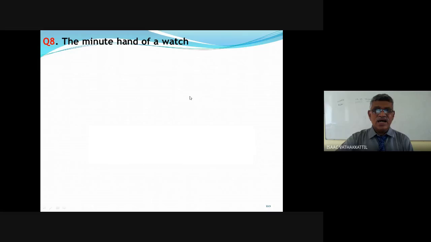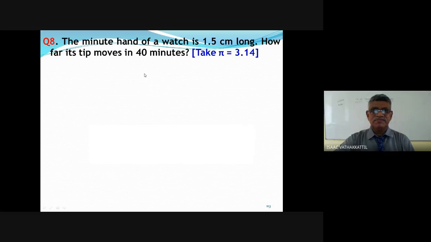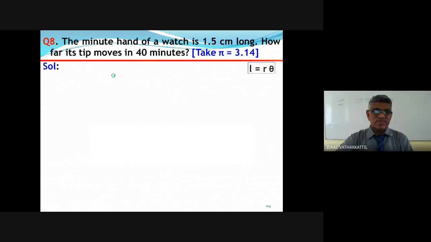Next question. The minute hand of a watch is 1.5 centimeters long. How far does its tip move in 40 minutes? See here, this minute is time, 40 minutes time. You have experienced this in 10th also. You are asked to take pi as 3.14.